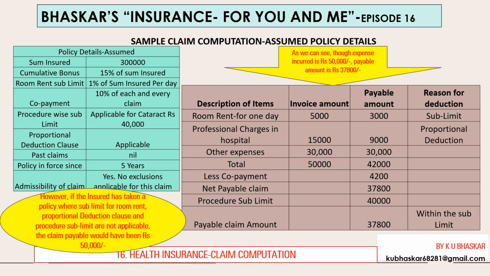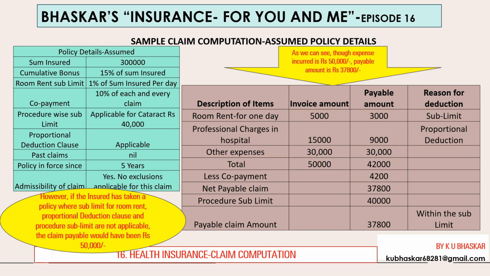So if you see here, the room rent we have sublimited based on the policy condition. The professional charges have been deducted because of the proportional contribution clause, and we have also applied the copayment. As we can see, though the total expense incurred is rupees 50,000, the payable amount is working out to rupees 37,800. However, if the insured has taken a policy where sublimit for room rent, proportional contribution clause, and procedural sublimit are not applicable, the claim payable would have been rupees 50,000.